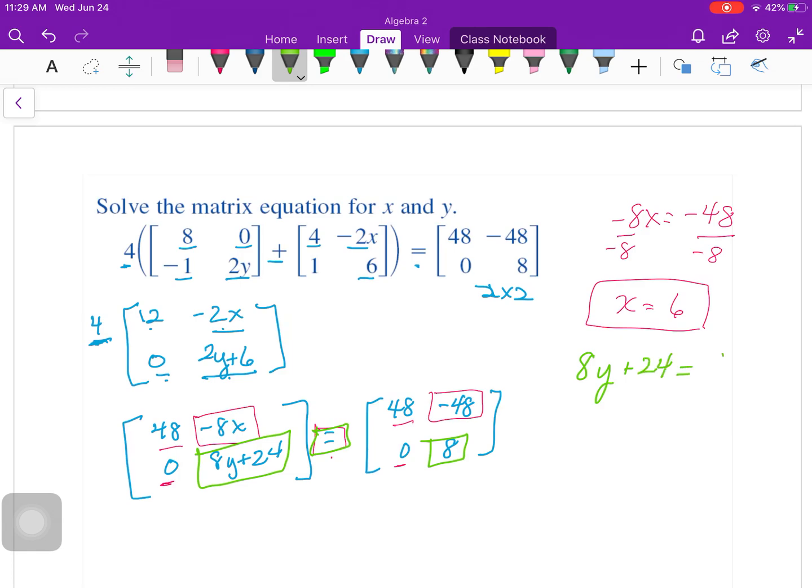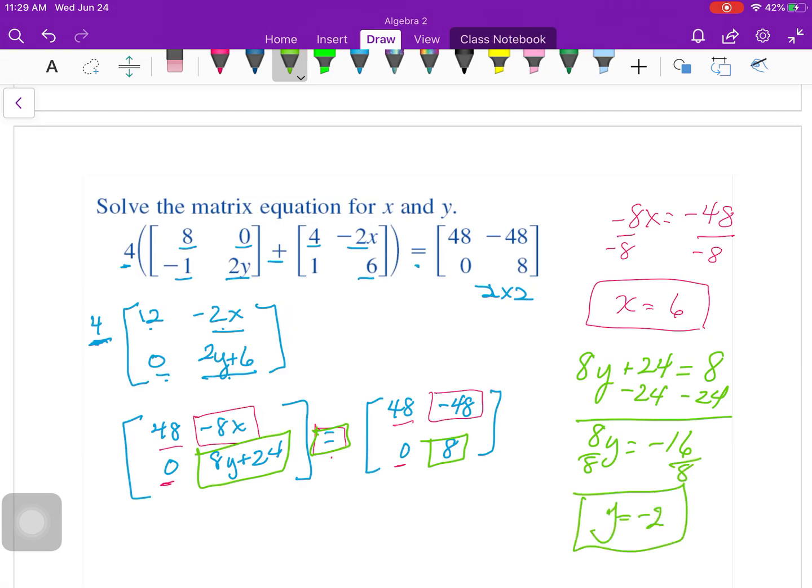So again, something for me to solve. 8y plus 24 equals 8. Subtract 24. 8y equals -16. Divide by 8. y equals -2.